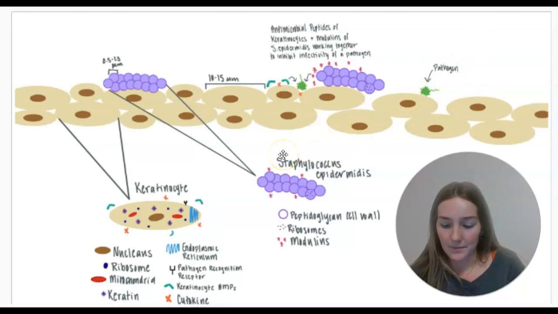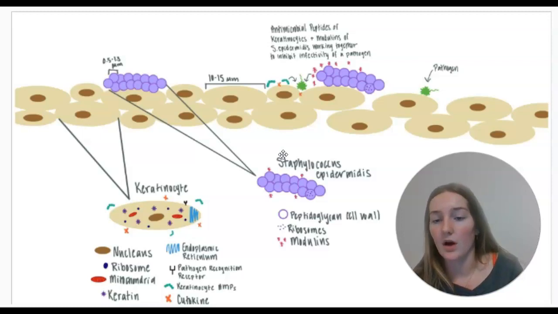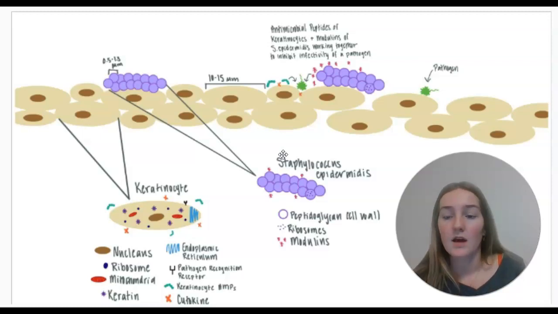So, the Staphylococcus epidermidis is a commensal bacteria, meaning that it is able to colonize the skin and live in harmony on this human skin and in harmony with these keratinocytes. It is typically not going to cause any sort of infection. The two types of cells are actually able to cooperate and work together.